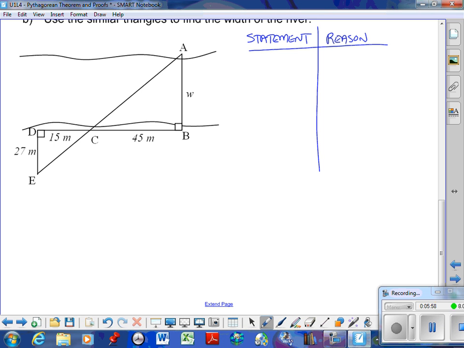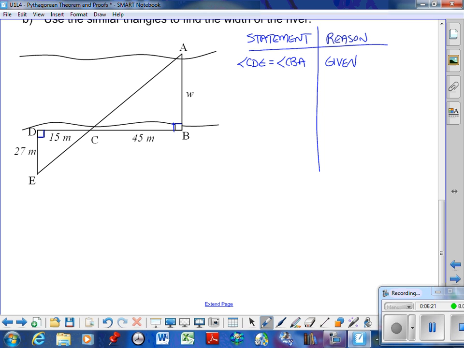All right. So if we're looking at it, we know we have right angles here. And that's given information, and you can write it that way. So angle CDE is equal to angle CBA, and you just say given. It's in the diagram. I don't have to prove that. What else am I given here?